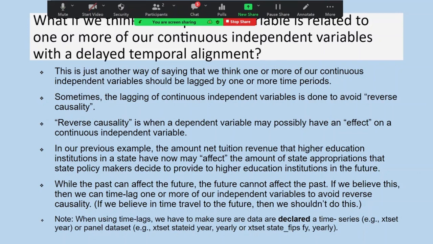Okay. So using these time lags, we have to make sure the data are declared a time series, or a panel data set. This is what you'll be using. You have to declare it a panel data set to do this, okay? And that's the syntax that you would use. If you're using a panel data set, it would be xtset, say you're using state FIPS for the state IDs, and fiscal year FY, and you're doing it yearly. That's what you do, okay?